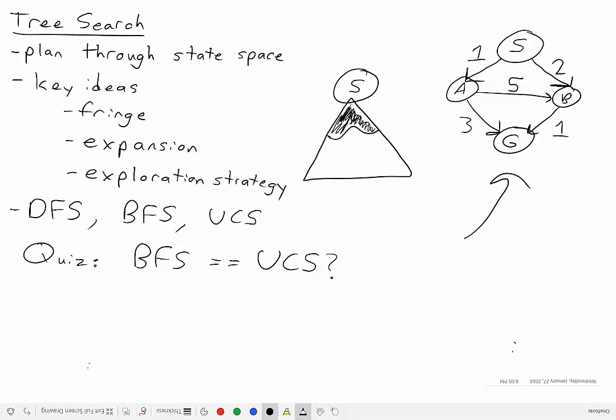BFS and UCS will be the same when all the edge costs are equal. This is pretty cool. When I go through how to do DFS, BFS, and UCS, whenever they say do BFS, you can always just do UCS with, let's say, edge costs of 1, and that'll return the solution for BFS.